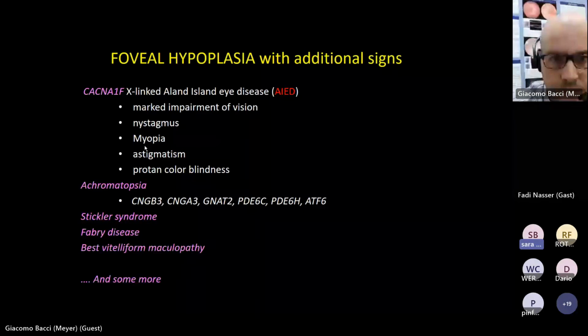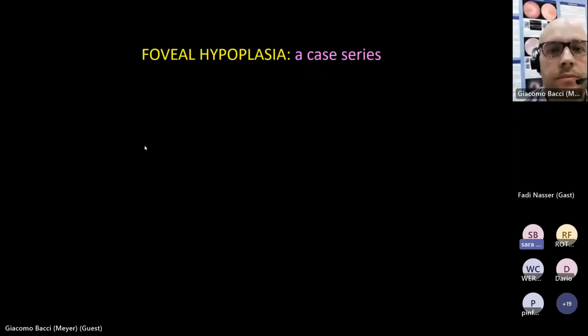Also, we should think about foveal hypoplasia in association with other retinal conditions. As we said before, we can find foveal hypoplasia as a sign in CACNA1F related disease or in achromatopsia, but also in some other more systemic conditions like Stickler syndrome, Fabry disease, or also in West maculopathy.